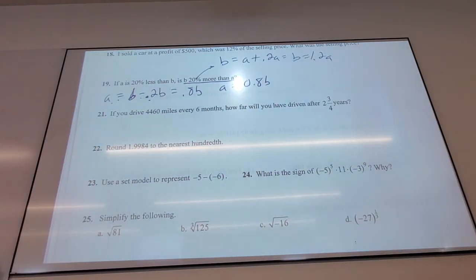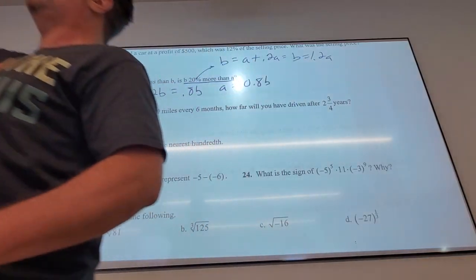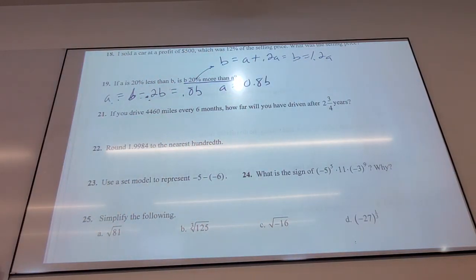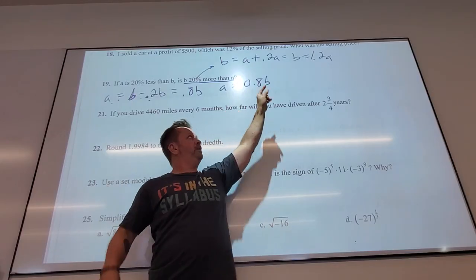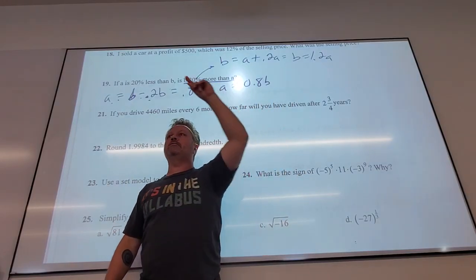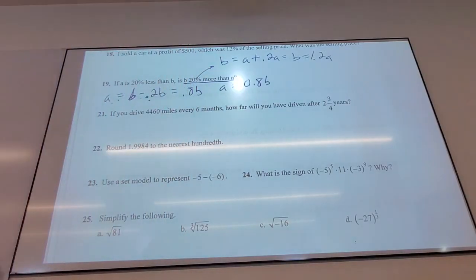Real quick, if I take 20% off of something, here's a beautiful thing. How much of the price is left? What percentage is left? 80%. Yes. If I take 20% of the cookies, 80% of them are left, right? So if A is 20% less than B, it makes sense that A is 80% of B. If B is supposed to be 20% more than A, then B better be 1.2, 100 plus 20%, 120% of A. But that's not true.